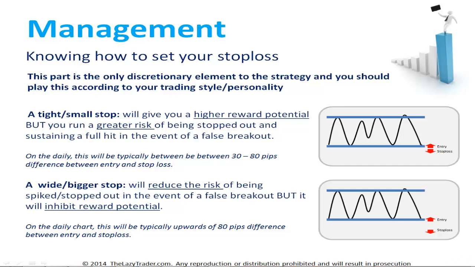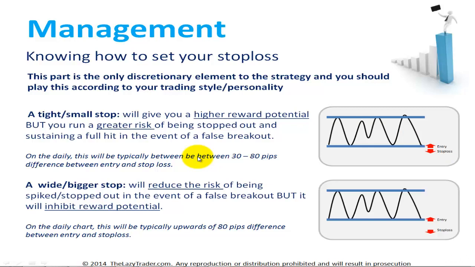So just to reiterate, a tight or a small stop, i.e. a smaller number of pips or points between your entry and your stop loss, will certainly be a more aggressive option. It will give you higher reward potential, but of course it will give you a far greater risk of being stopped out and sustaining a full hit in the event of a breakout, in this instance here. And certainly if you want to look at this empirically, then an aggressive entry will be anything between 30 and 80 pips difference between your entry and your stop loss.